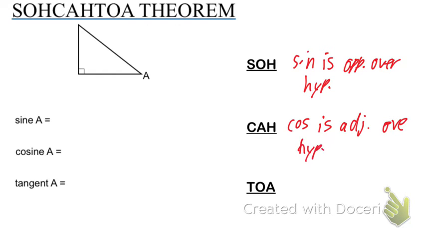Bill, you get a redemption shot here. Tangent is opposite over adjacent. Very good. I redeemed myself.